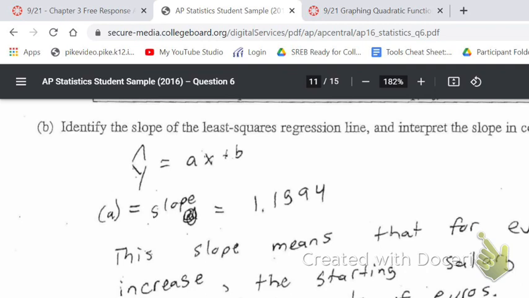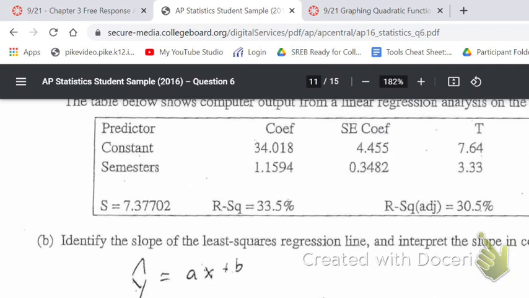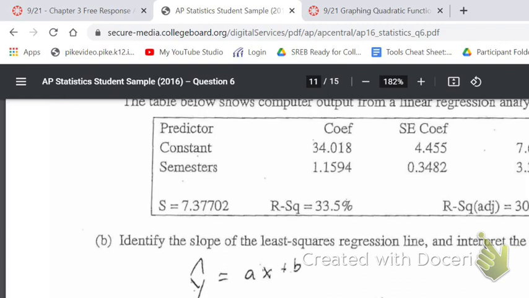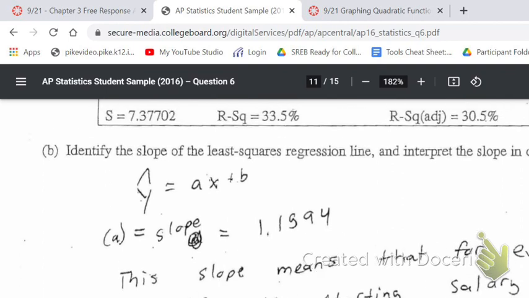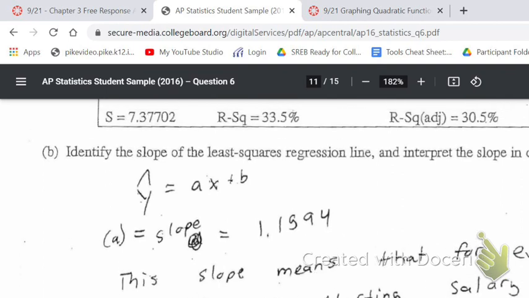I see some good things. I see some not so great things. What do you guys see? Did they identify the slope correctly? Yeah. So for every 1 semester increase, let's go and look at this. Yeah, so here where it says semester is 1.1594. Yep. The constant would be the y-intercept part, the 34. So they identified the slope. Did they get the meaning of the slope correct?